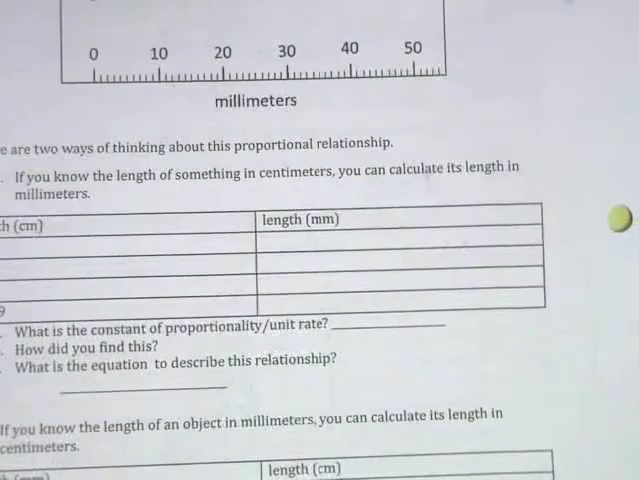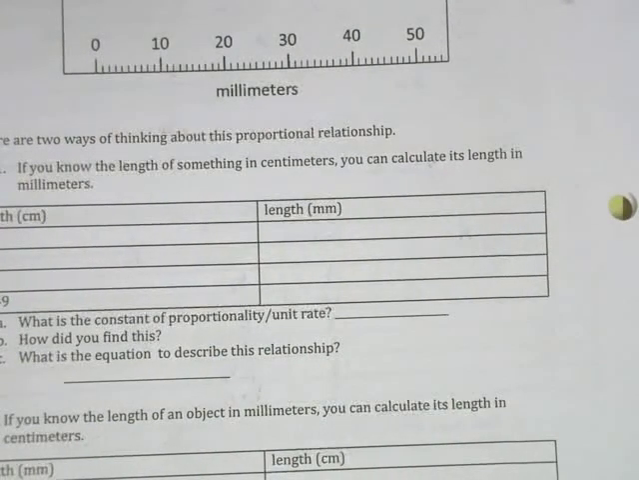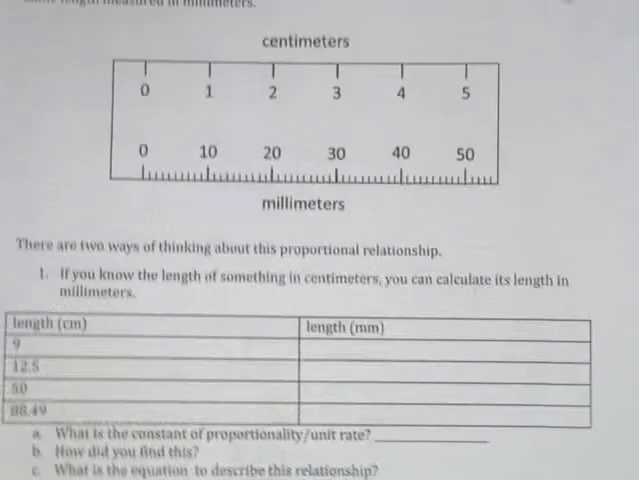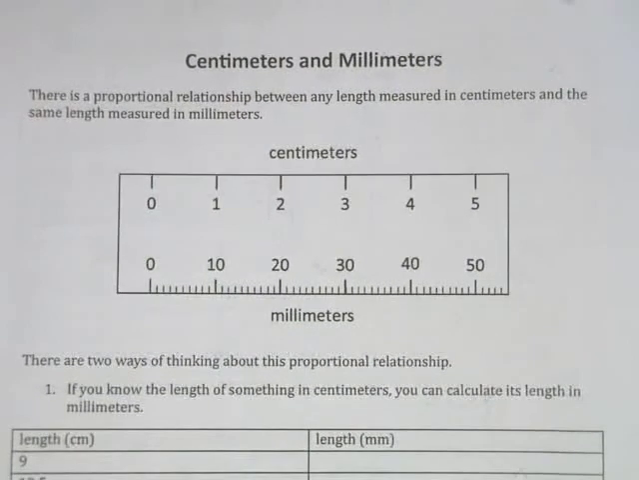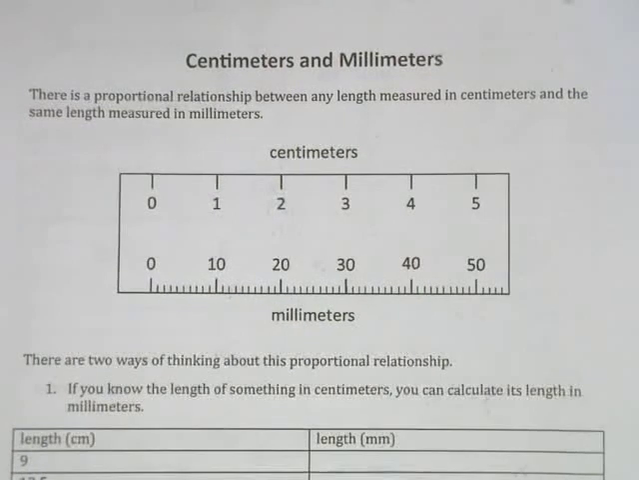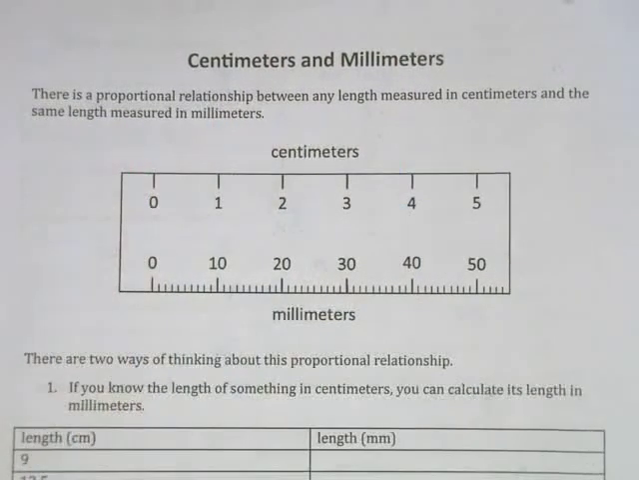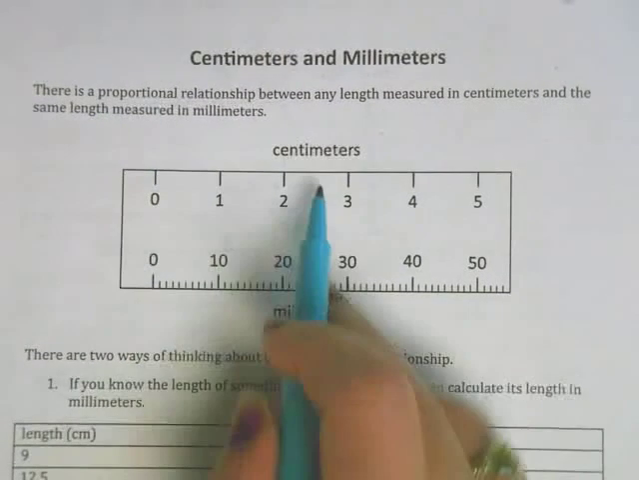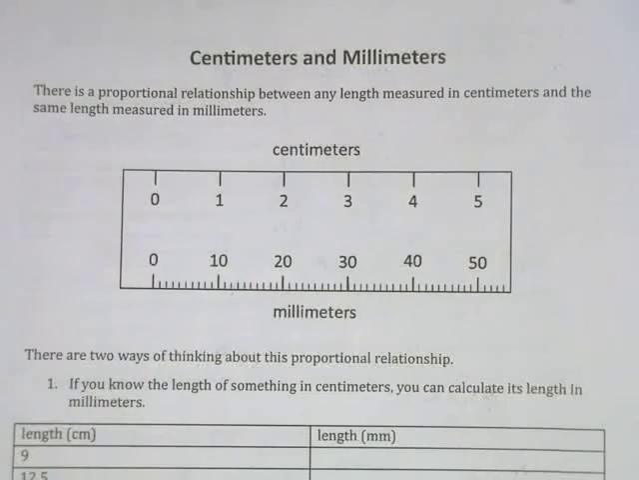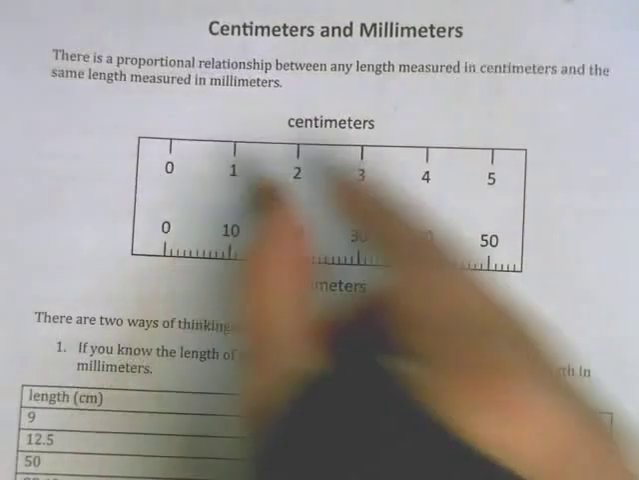This one, pages 4 and 5, are the last ones that we are going to do. And we're still going to look at proportional relationships with this, but this one I'm going to do with you all together. So this one has to do not with food, taking a break from food, but with centimeters and millimeters. It says there is a proportional relationship between any length measured in centimeters and the same length measured in millimeters, meaning the relationship between centimeters and millimeters is always the same. It never changes. It's not like one day a centimeter is going to be this long and the next day a centimeter is going to be this long. The relationship is always the same.